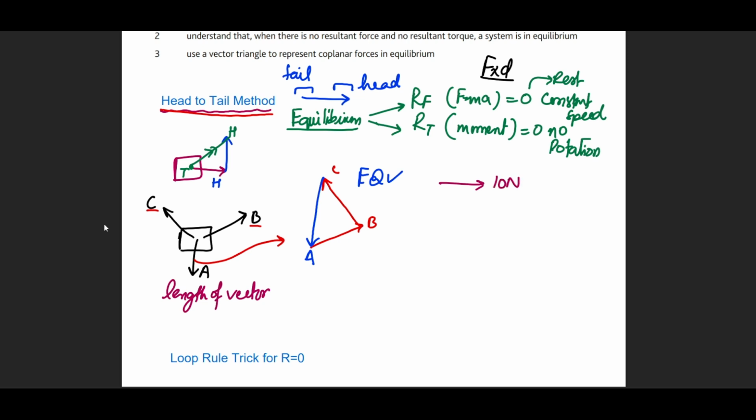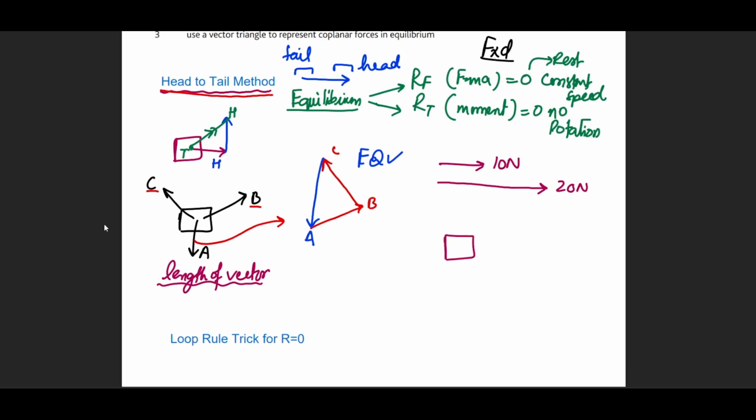If I want to represent a vector of 20 newtons, then it should be roughly at least twice its length. So the length of the vector is representative of how large the value of this vector is going to be in comparison to the rest of the vectors in the question. So let's say I had a system like this one, in which this vector is very large and this vector is very small, and I have a third vector given in the question like this. Let's say this is A, this is B, and this is C.